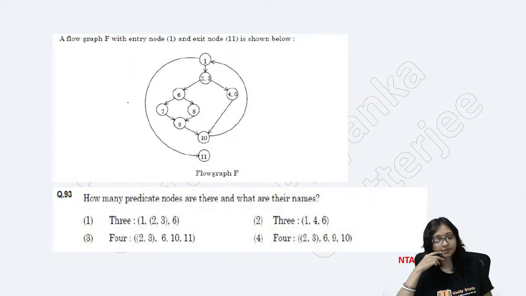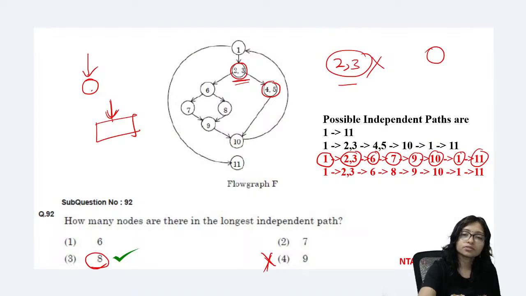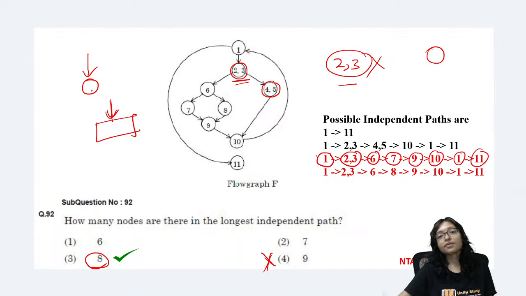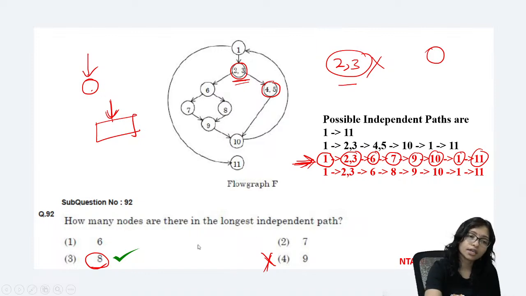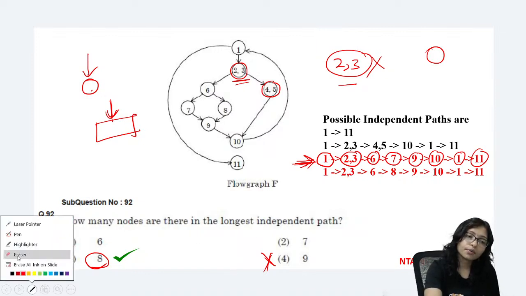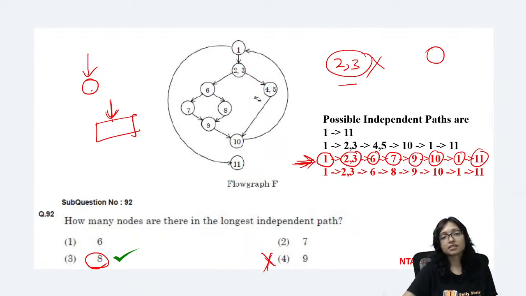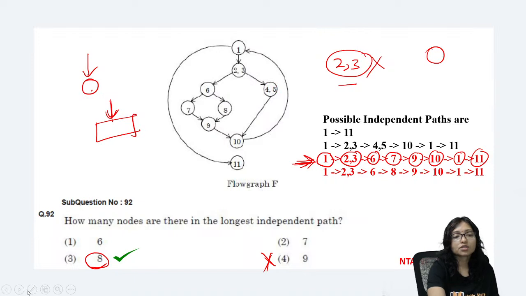What will be the answer? You have not counted 5. Where? Why will I count 5? The longest independent path is what it is asking. Why do I have to count 5? 4 and 5 are here, not here. This is the longest one. You have to think about the longest one. Which one is the longest one? The longest path is this one. This is your longest path.